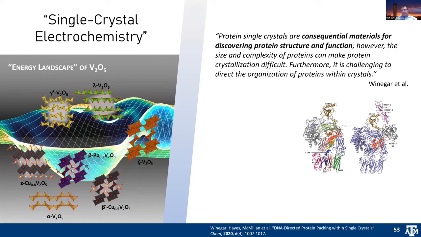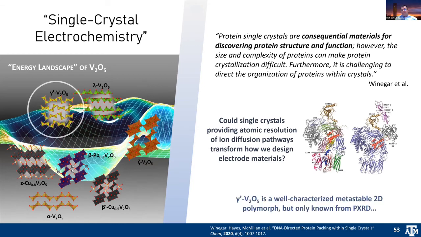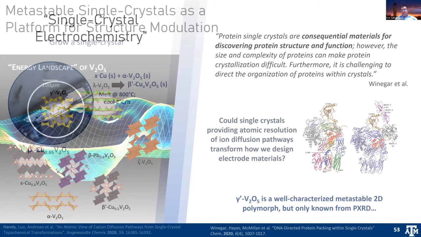And for really doing atomistic-level design, for doing docking. The challenge, of course, is that it's been impossible for most of these battery cathodes to obtain single crystals and then to follow these ion diffusion pathways using atomic resolution. Gamma prime V2O5 is a very well characterized polymorph, but only known from powder XRD. The same goes for these structures.